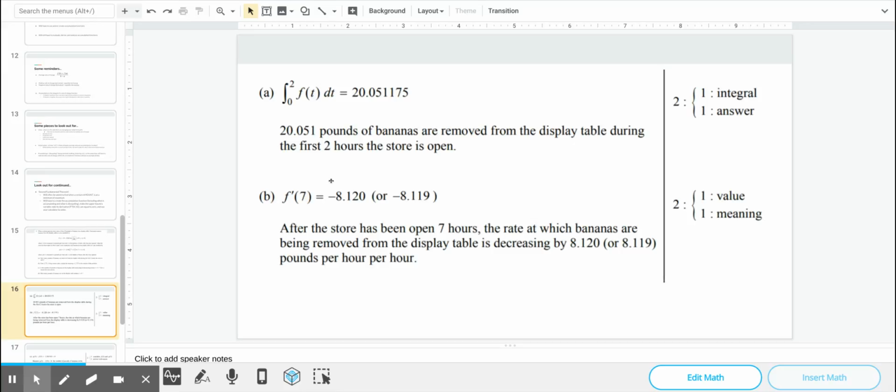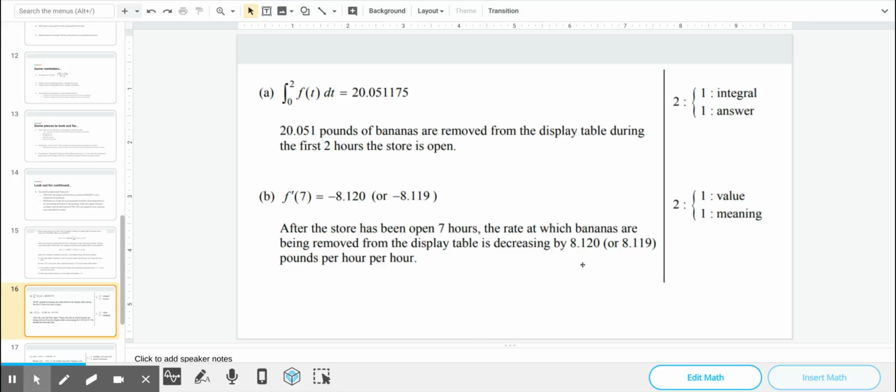So hopefully you got this answer. And if you did, the explanation is probably more important than the actual value itself. What this says is we have to explain every part, specifically starting with, what does the 7 mean? Why did you put 7 in here? What does that tell us? Well, the 7 is the time at which we're talking about. In this case, at t equals 7, that's 7 hours after the store has been open. So that's an important piece. We have to note that this is the time of day we're talking about. The rate at which bananas are being removed, so I'm again using the removed function, is decreasing by 8.12.